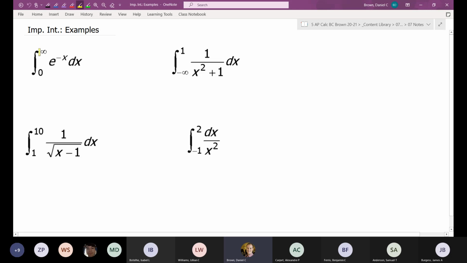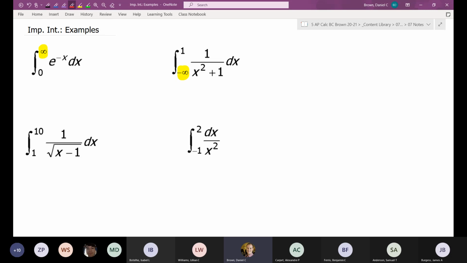These first two are considered improper integrals because we are integrating over an infinitely large region. Like that first one, we're integrating from 0 to infinity. That second one, we are integrating from negative infinity to 1. Those are going to be the ones that are obviously improper integrals. These ones at the bottom are going to be less obvious. These bottom two are considered improper integrals because we are integrating over a vertical asymptote.